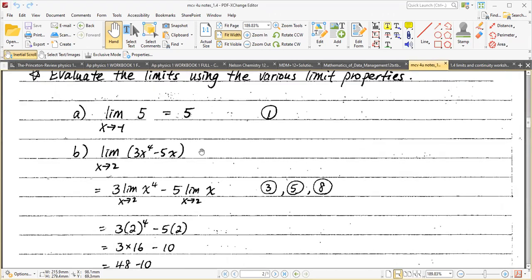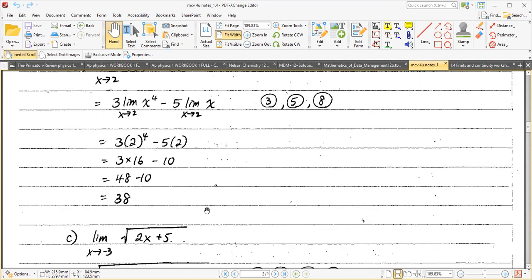Okay, let's just do that. Limit of 5 when x goes to -1 is equal to 5. So we just don't have anything; it is a line that is always 5. The limit of 5 is always 5. Limit of this function when x goes to 2: simply, instead of x, everywhere you put 2. See, 3 multiplied by 2 to the power 4 minus 5 multiplied by 2. You do it, the limit is simply 38.